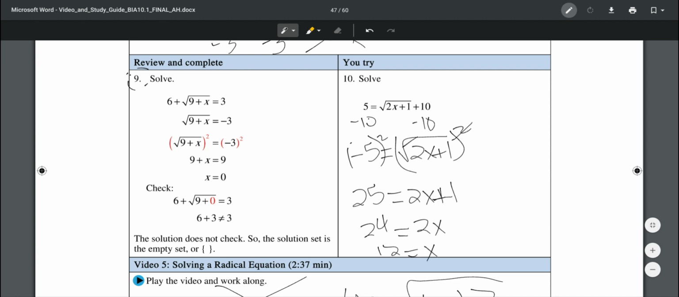When I plug it in, the two sides will not balance since we are showing the no solution scenarios. So when I check my answer and plug 12 in, that's 5 equals 2 times 12 plus 1 plus 10.